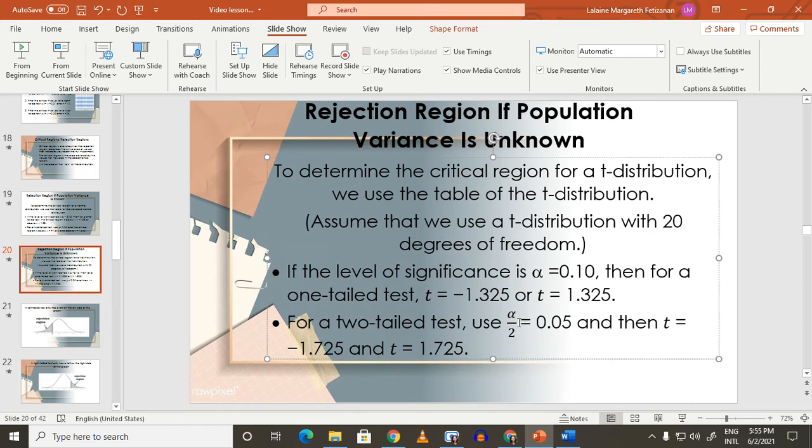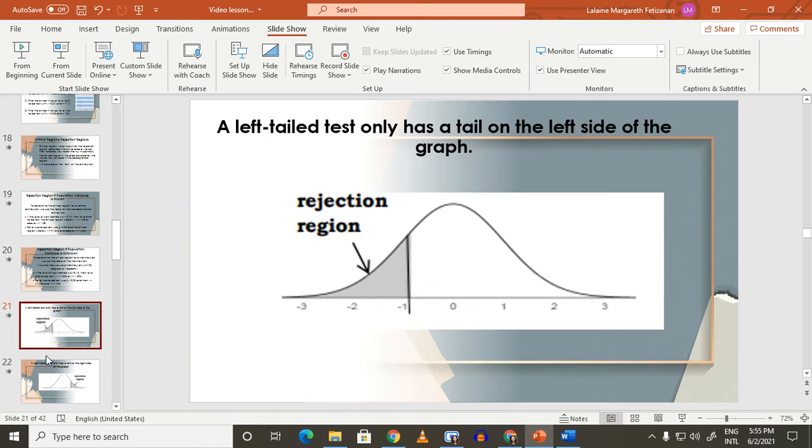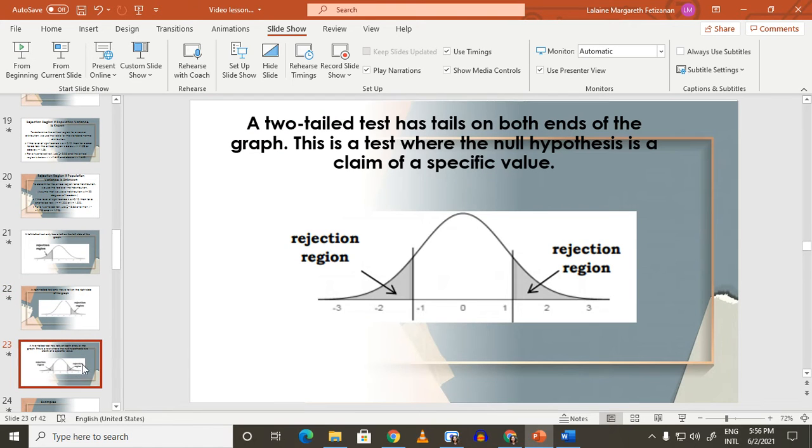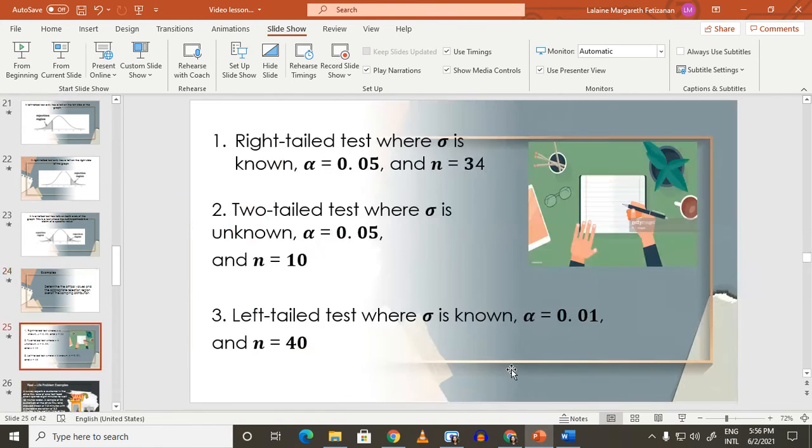So for a two-tailed test, we're using alpha over 2 kasi nga dalawang side yon, dalawang buntot or tail. 0.05, then T is equal to negative 1.725 and T equals 1.725. Tandaan itong example na ginawa ko is for the 20 degrees of freedom. Okay? So, ganito yung magiging itsura ng rejection region. Sa left tail, ayan, nasa left side. Sa right tail, nasa right side. At two tail, both sides ng distribution.